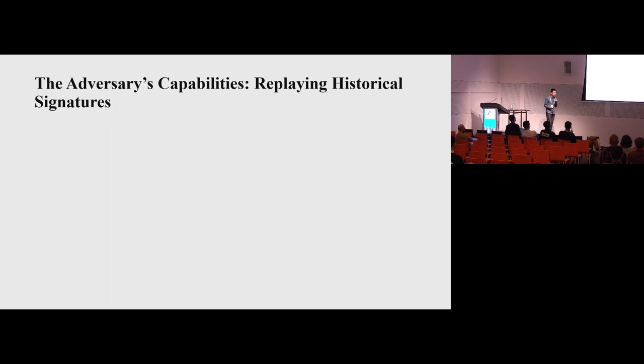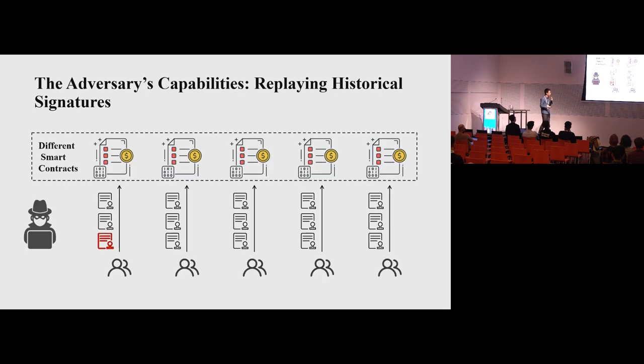Our classification of the vulnerabilities is derived from the real-world adversary model, where the adversary mainly has two capabilities. The first is replaying historical signatures: it can retrieve the signatures sent to the victim contract on-chain and replay them to the victim contract. And if something goes wrong in the contract, it will consider the replayed signature as valid and do some sensitive operations such as transfer repeatedly.